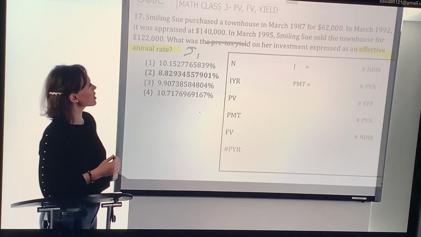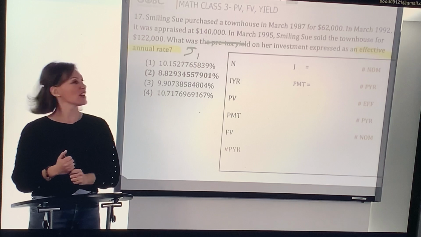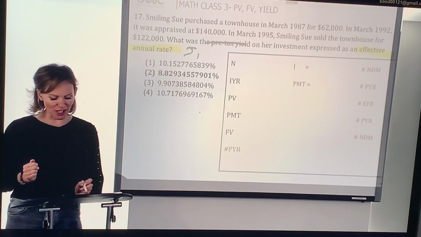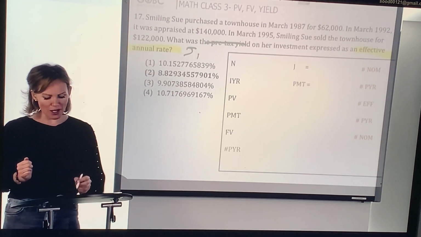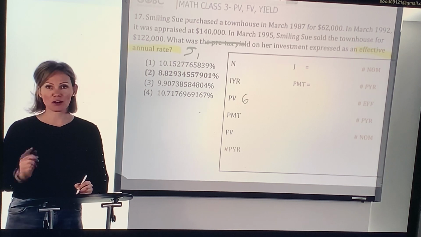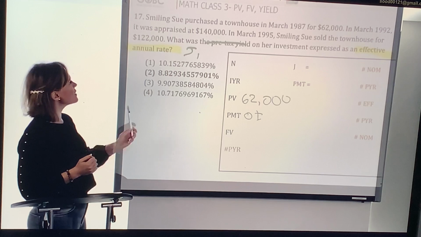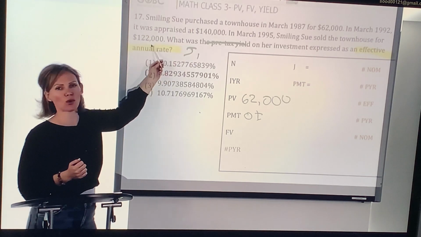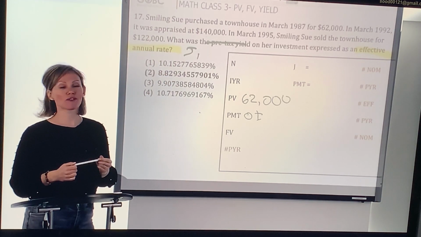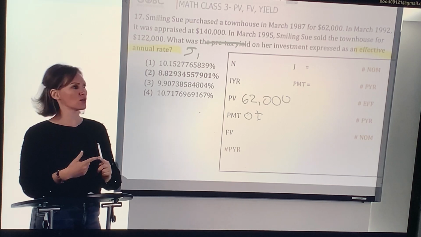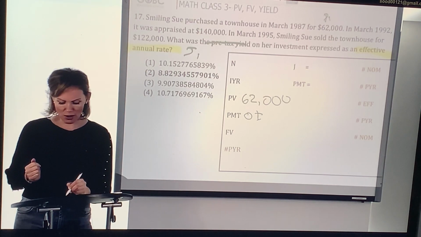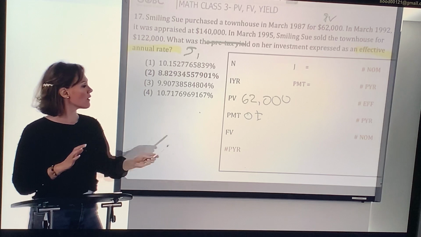Smile & Sue, good for her. She bought it, she appraised it, and then she sold it. Because we have the 3 numbers in here, you need to figure out which one you use. So if she bought it, then that $62,000 will be her present value. She bought it, okay? And she's not planning to do any payments in this question, and then it was appraised, and then it was sold. So which number would you use as your future value? She bought it for 62. 62 is your PV, okay? That's your present value. But now you need to know which one you would use as your future value.